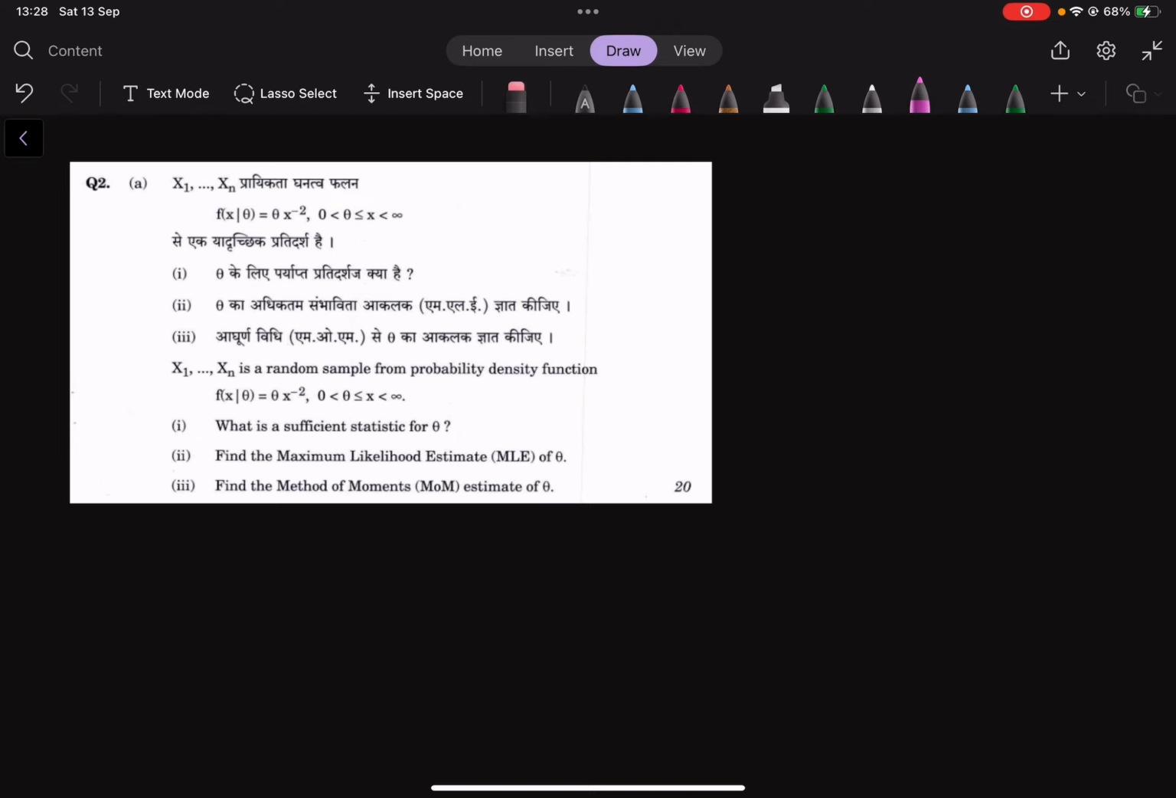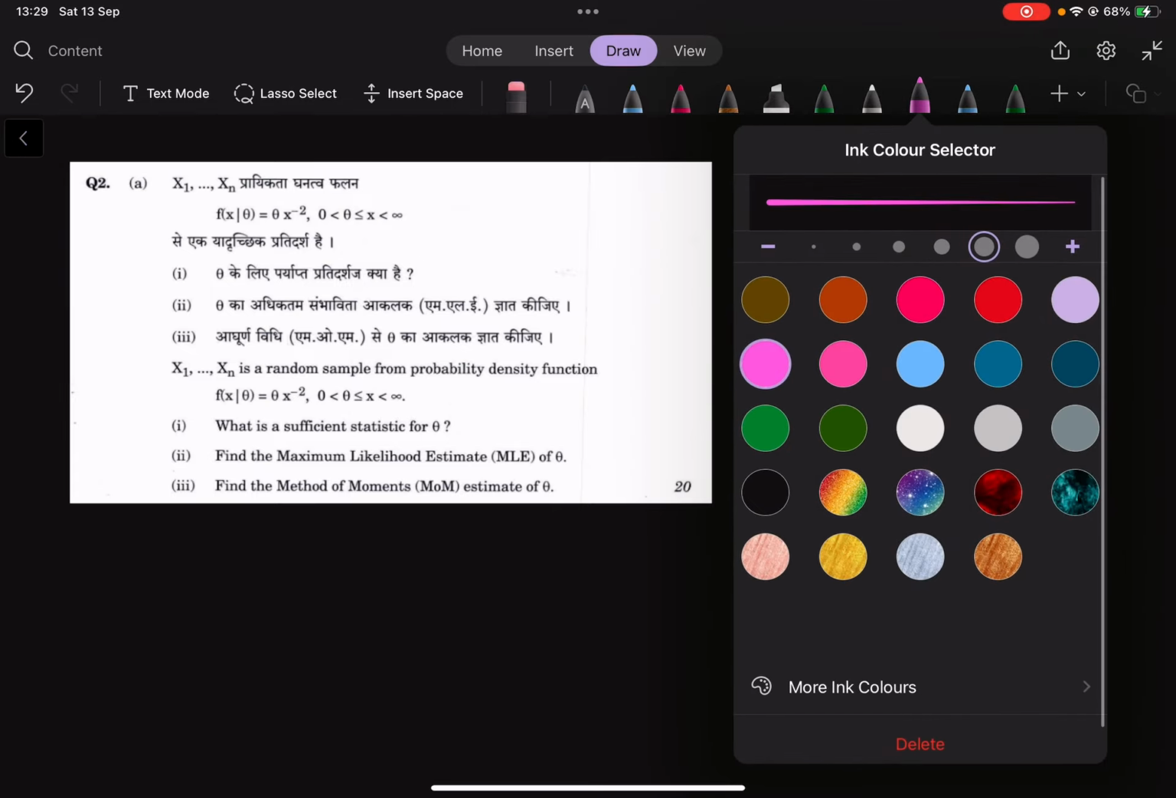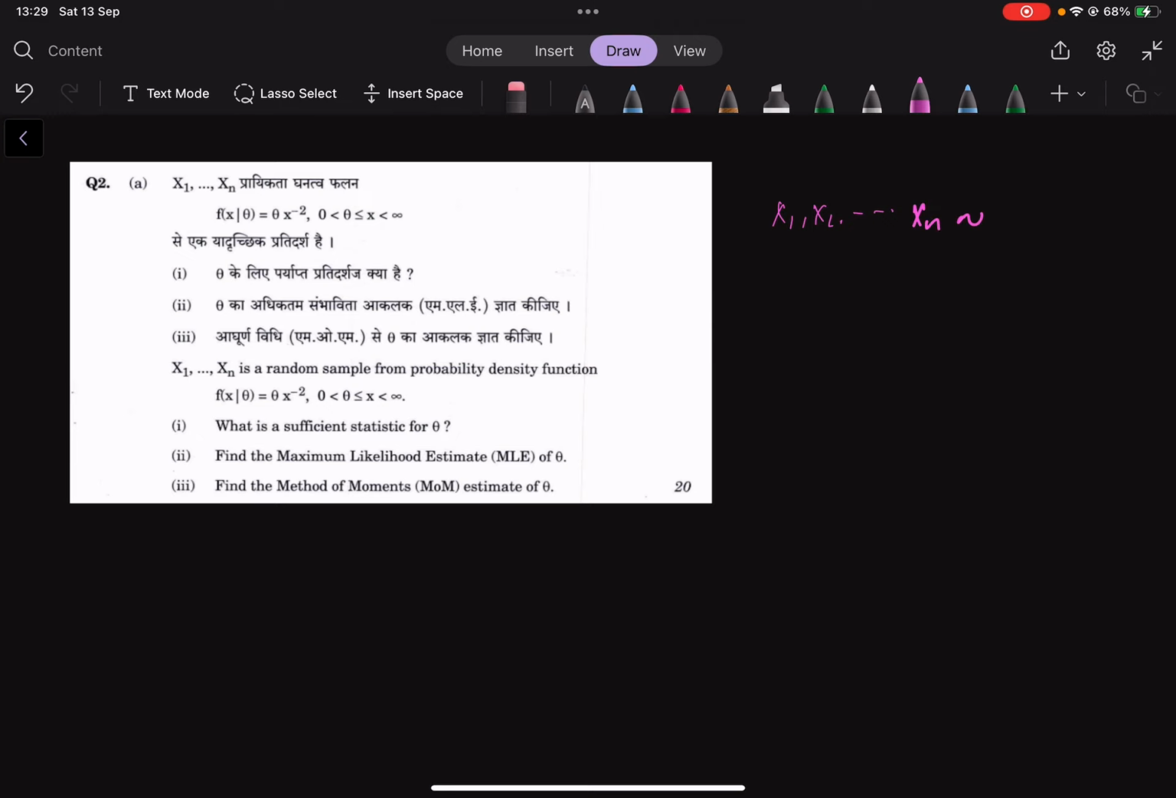So X1, X2, and so on Xn follows this density f of x given theta equals theta times x to the power minus 2, and this is happening when theta is less than or equal to x less than infinity and theta is greater than 0. So it's a Pareto type density with the scale theta.